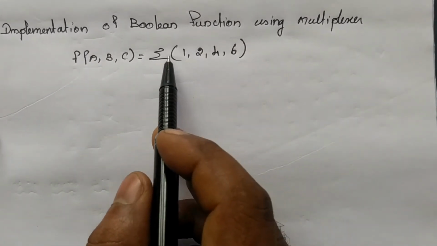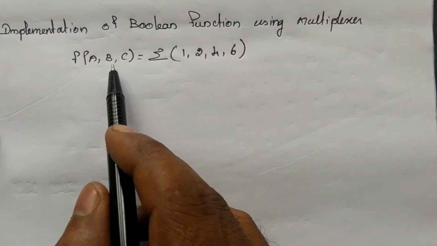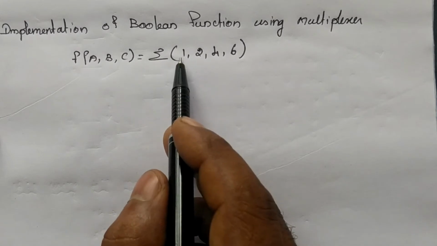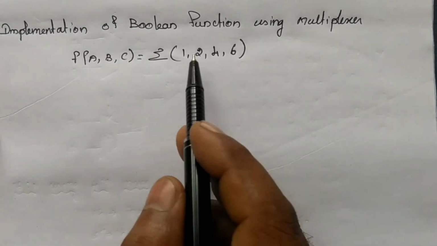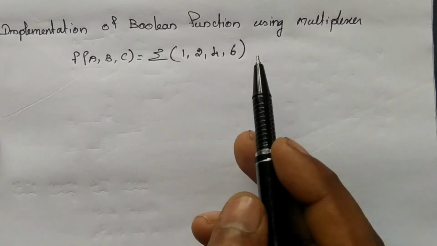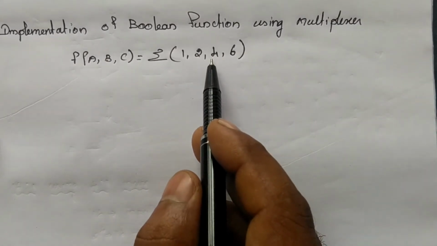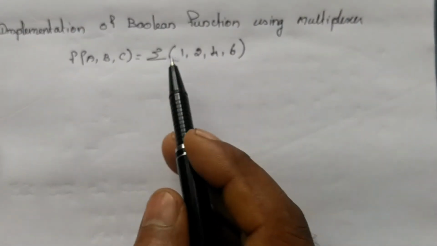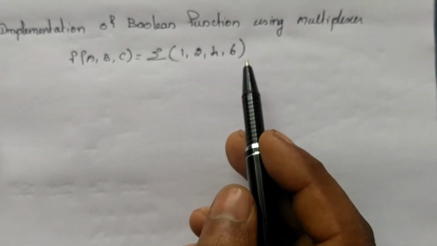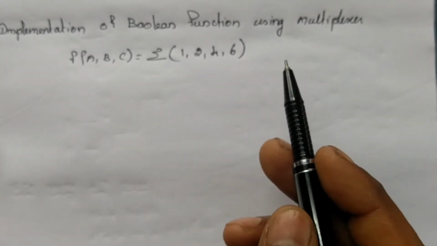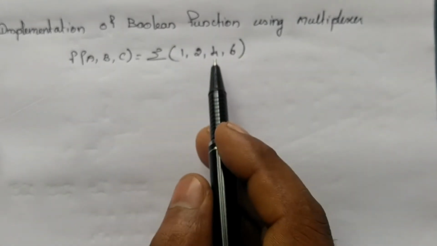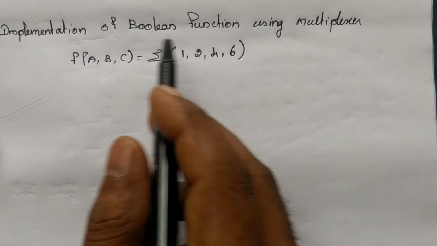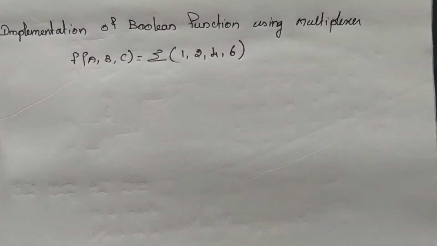This function is nothing but, for the input variables a, b, c, for the input condition 0, 0, 1, which is equivalent to 1, we will have the output as 1. Likewise for 2 also we will have the output as 1, and 4 and 6 also we will have the output as 1. For the remaining input combinations, for example 0, 3, 5 and 7, we will have the output as 0. So this is the representation of this expression. Here we are going to implement this same function using multiplexer.